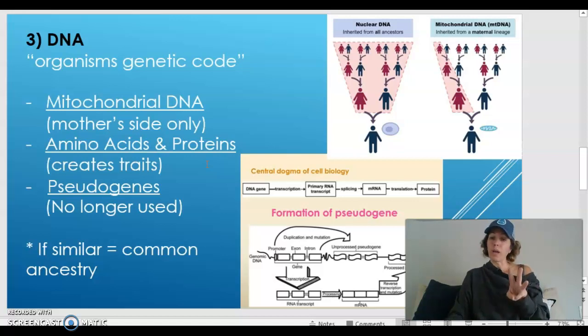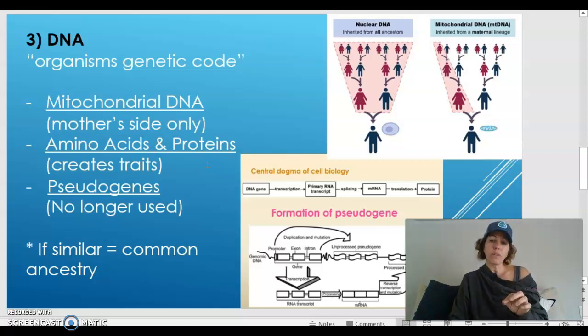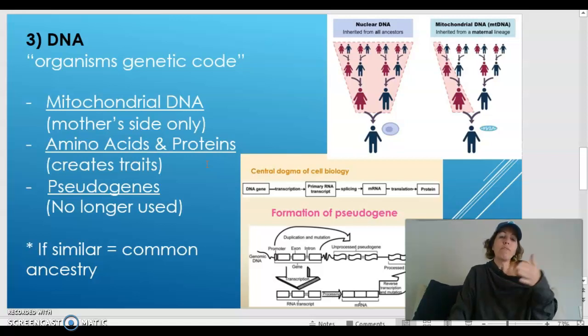The third thing we actually look at as evolutionary biologists are these things called pseudogenes. Now, pseudogenes are part of the DNA that are no longer used, but they're still in there. We just don't use them. So if we have similar pseudogenes, then maybe we might actually have a common ancestry.